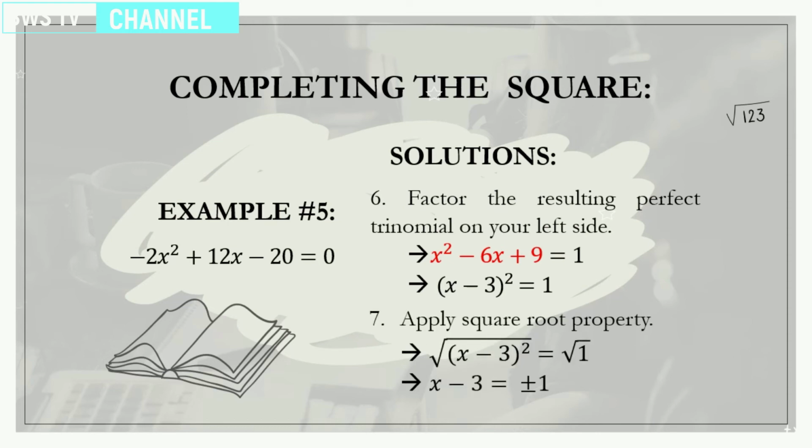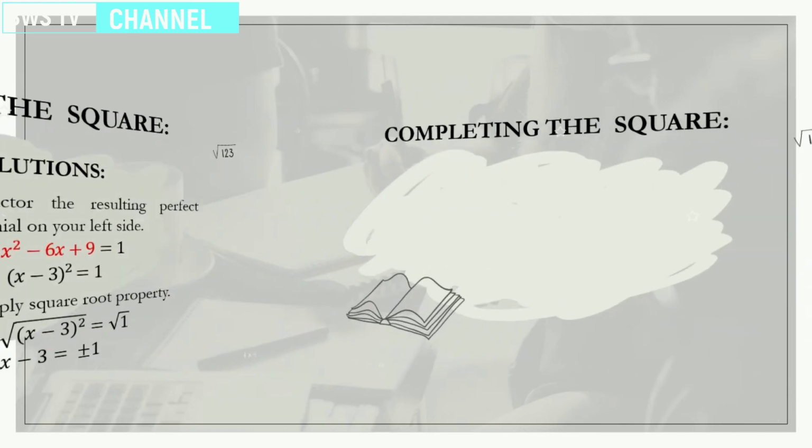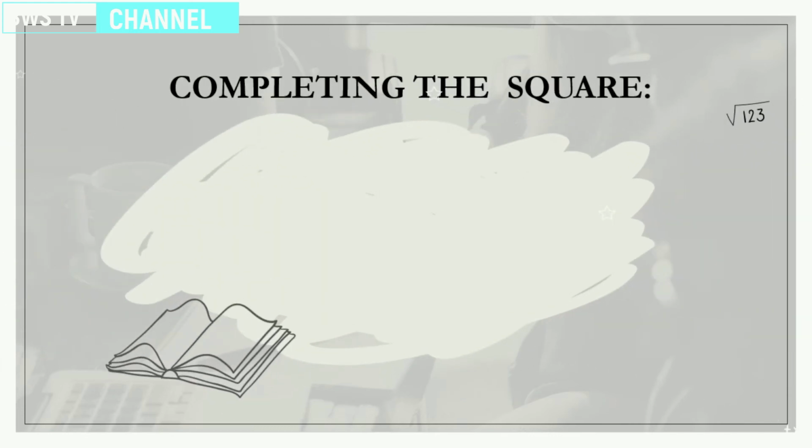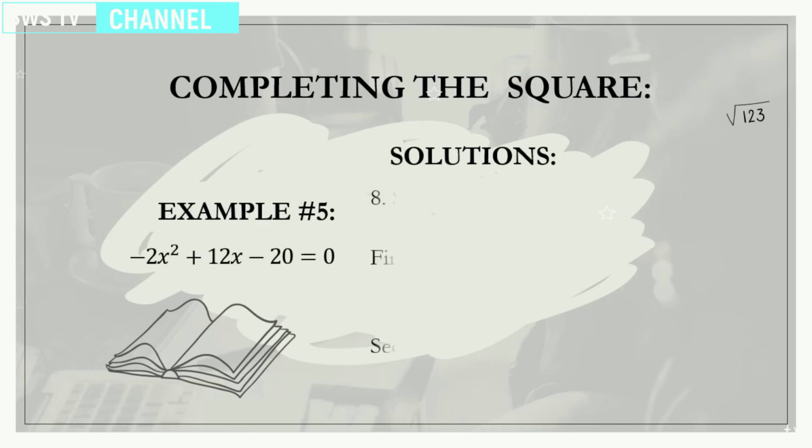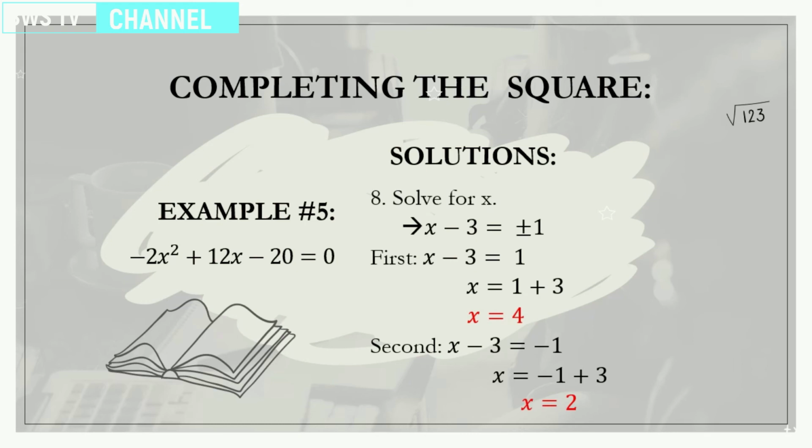Step 7, apply the square root property, so we have x minus 3, remove the exponent and the square root symbol, and the square root of 1 is positive negative 1. So we have the solution, positive 1 and negative 1. The answer is x is equal to 4, then x is equal to 2.